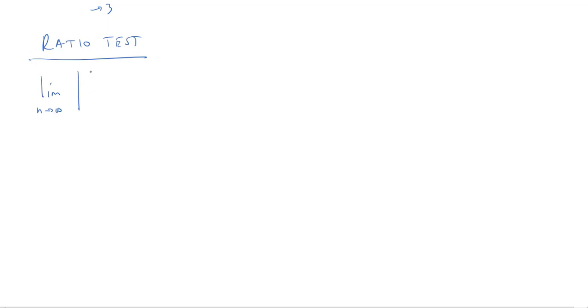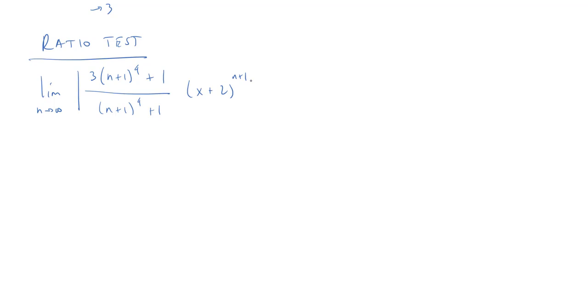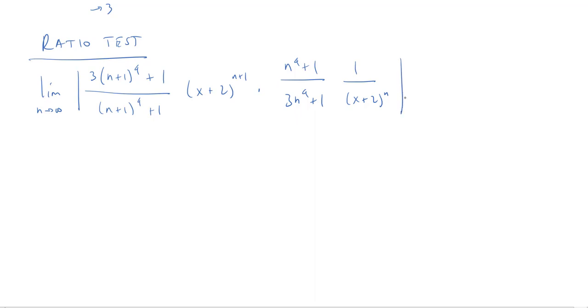I need to take the n plus first term. So it'll be 3 times n plus 1 to the fourth plus 1 over n plus 1 to the fourth plus 1 times x plus 2 to the n plus 1. And then we need to divide by the nth term or multiply by its reciprocal. So to multiply by the reciprocal, I am going to have n to the fourth plus 1 over 3n to the fourth plus 1. And then I'll have 1 over x plus 2 to the n. And we'll close our absolute values.